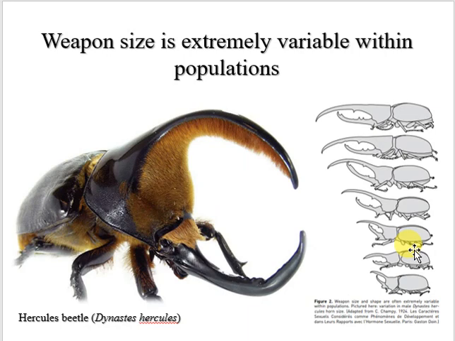Now, weapon size in populations is extremely variable. A great example is your Hercules beetle. Oftentimes, those weapons are the most variable morphological traits within the population. And with your Hercules beetle, this is a species of rhinoceros beetle that's native to the rainforests of Central and South America.